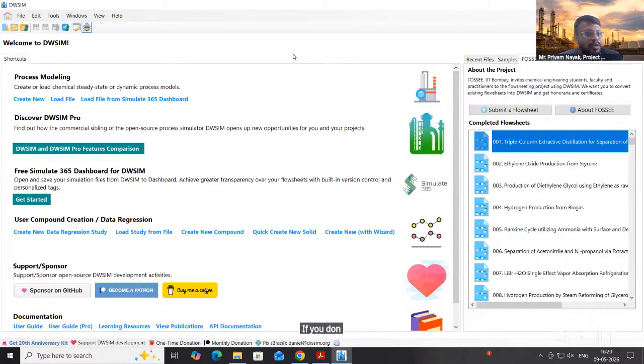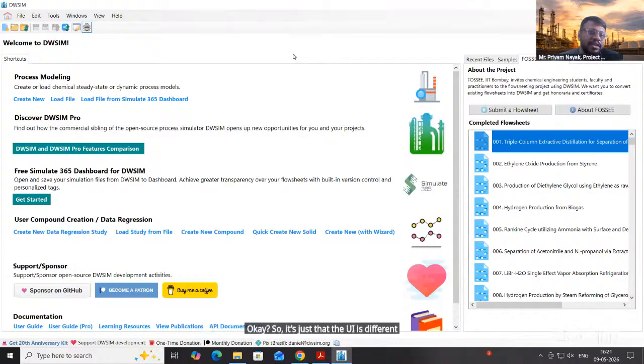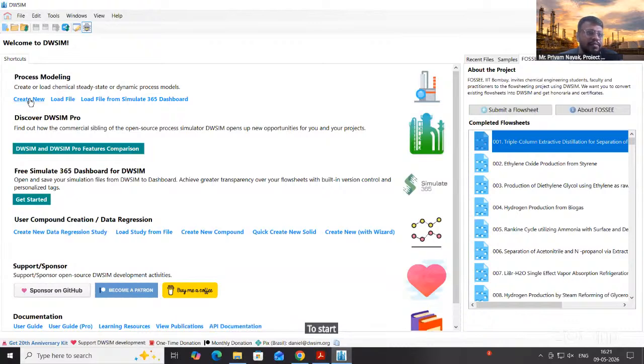If you don't have a commercial tool, please learn open source software like DWSIM. Because if you know how a process simulator tool operates, all that you have to learn additionally is how the UI changes with different software. It's just that the UI is different for different commercial tools when you compare them to the open source tool, but the basic steps of doing process simulation remain the same across all process simulation software. And therefore, to start with, let me give you a quick demo of one small flow sheet that I want to show you.